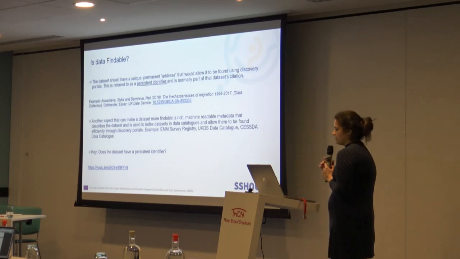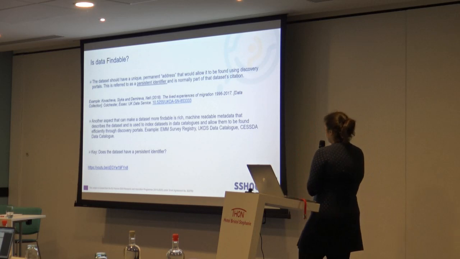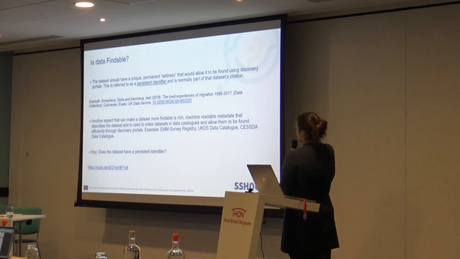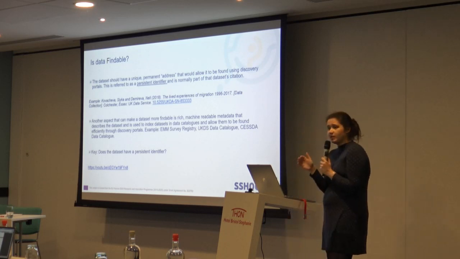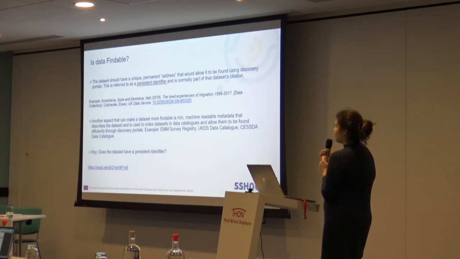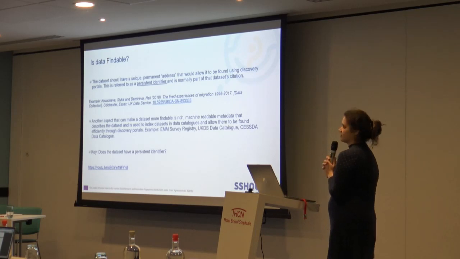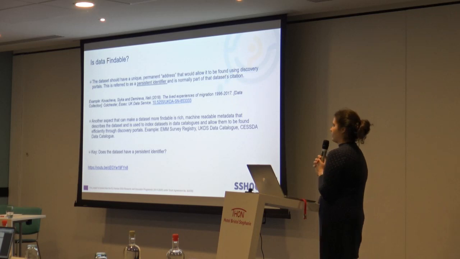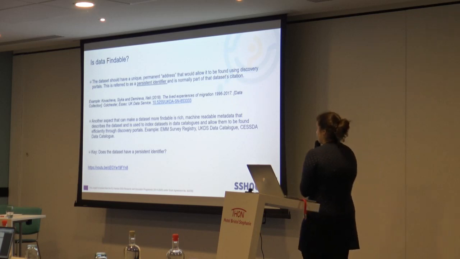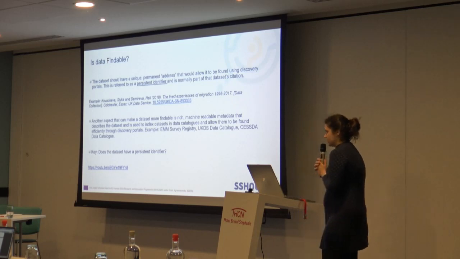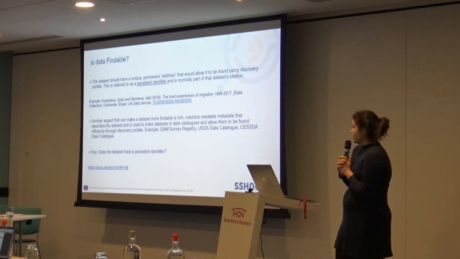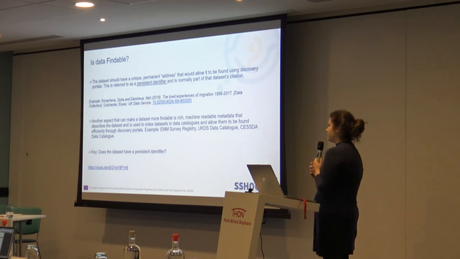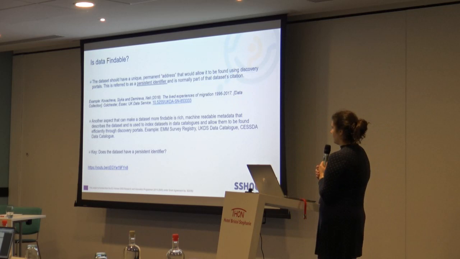Another aspect that I mentioned already is the detailed and rich metadata. This can be either text-based or machine-readable metadata that describes the data set and is used to index data sets in data catalogs. We'll have a look at what that means later. And it allows them to be found efficiently through discovery portals. So for example, we have the EMM survey registry, which we'll also have a look at.